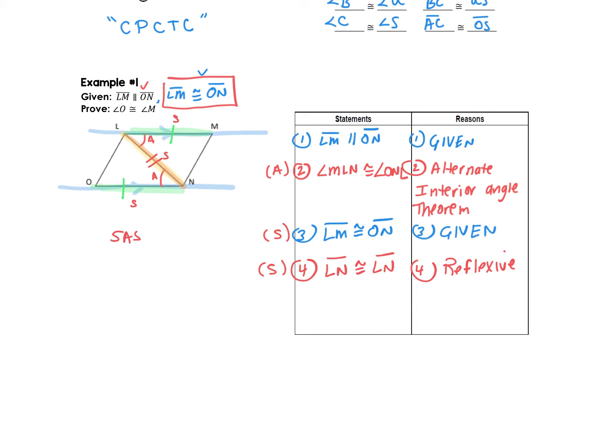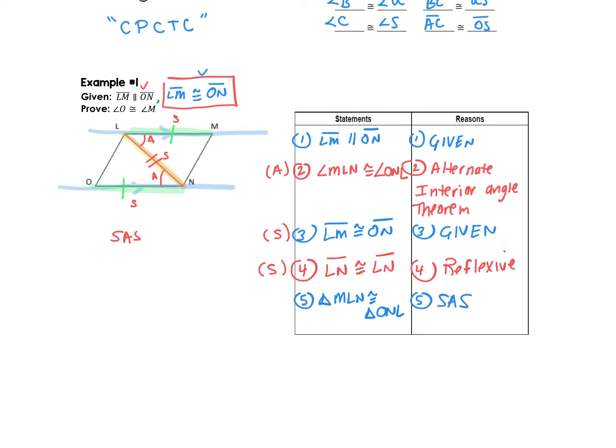Right, in line 5, go ahead and name those two triangles. And I'm going to name them triangle MLN, and it's congruent to triangle ONL. I'm just going to move that triangle down. And as I mentioned, they are congruent by side, angle, side.